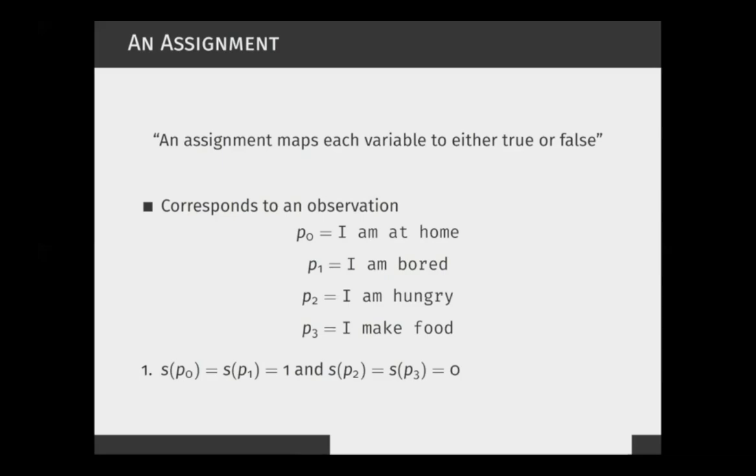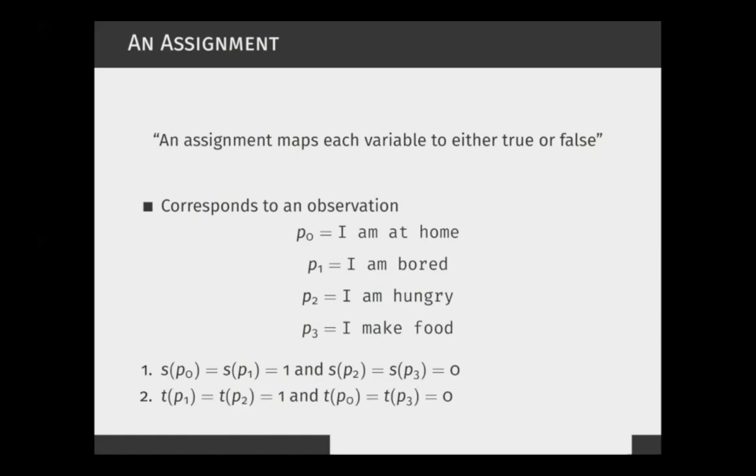So I had four propositional variables, and I denote the assignment by S. It says that P0 and P1 are both true, and P2 and P3 are both false. When I said that this corresponds to an observation, it simply says that I'm at home and I am bored, but I'm not hungry and I do not make food. So this is specified by mapping the P2, P3 variables to 0. So this is just one assignment. And then, for example, we can evaluate the previous formulas under this assignment.